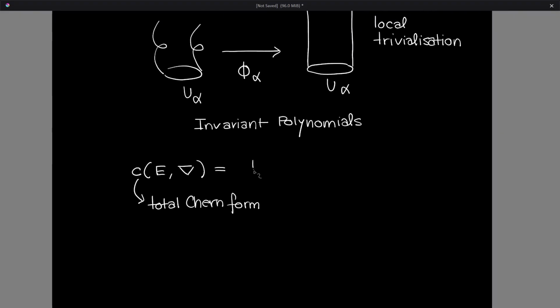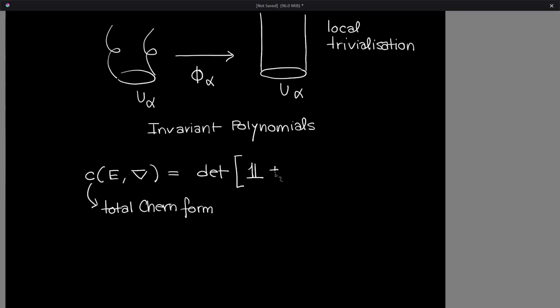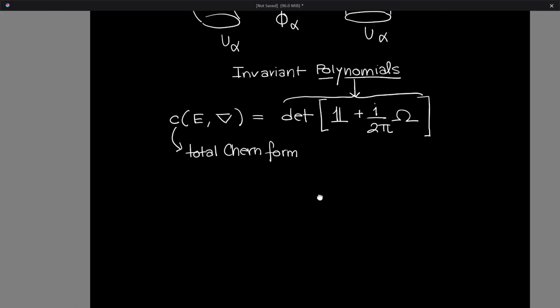And it is equal to the determinant of, this is the next thing that I'm going to write, a matrix 1 plus omega, or i over 2 pi multiplied by omega. Forgot the factor there. So this is a polynomial, right? If you've taken some linear algebra, which you probably have, if you're taking complex differential geometry now, you know that the determinant is a polynomial. So we can expand this.